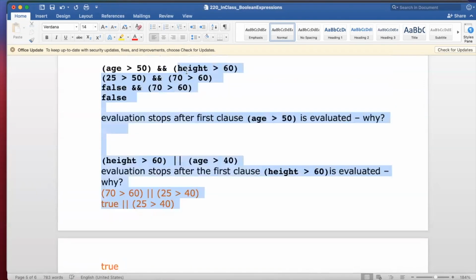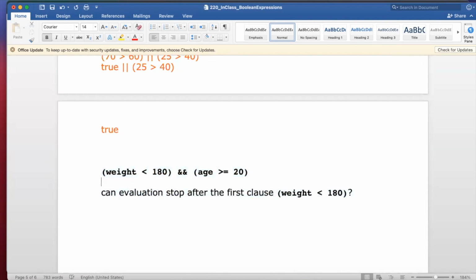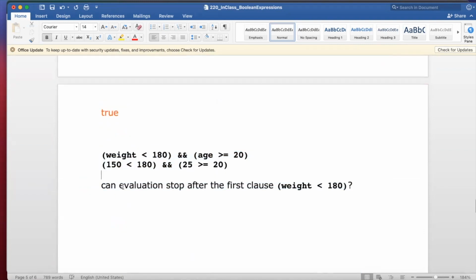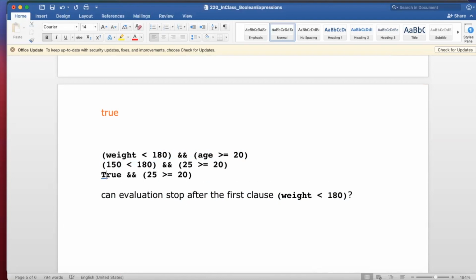Suppose that we have the weight less than 180 and the age is greater than or equal to 20. So the weight, that's 150, so 180, and the value of the age is 25. So we evaluate the first expression, moving from left to right, and ask ourselves, is 150 less than 180? That is true. In this case, do we stop evaluating or do we need to evaluate the second expression? We need to keep evaluating to determine the final answer of this expression.